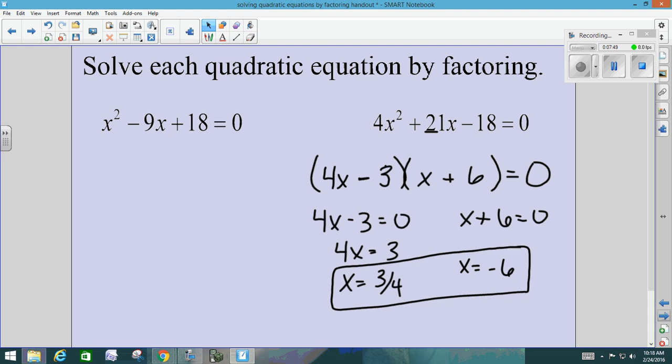Questions on solving? You're just doing one more thing than you did the last 2 days. You're setting them equal to 0 now and getting your x values. You're good? The rest of this worksheet's your homework.